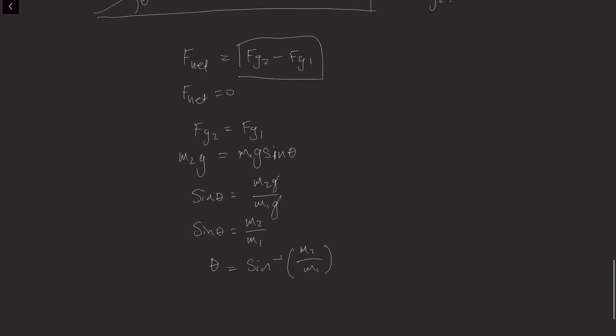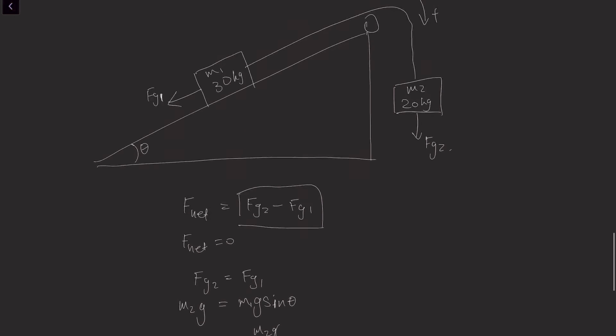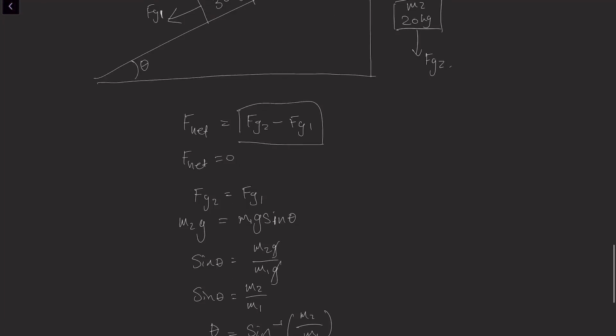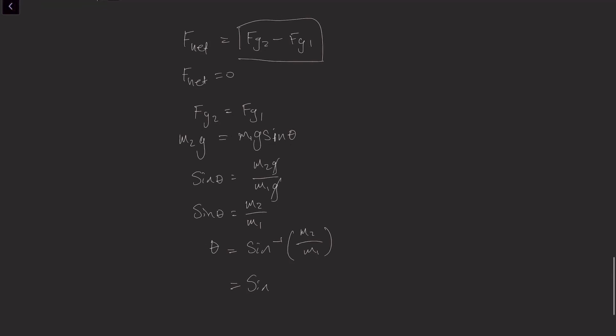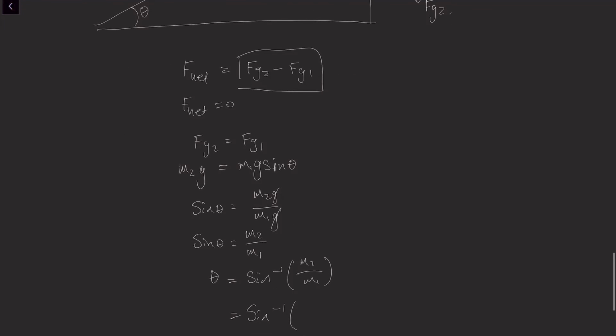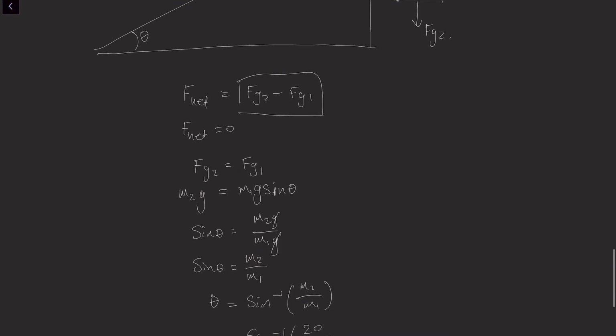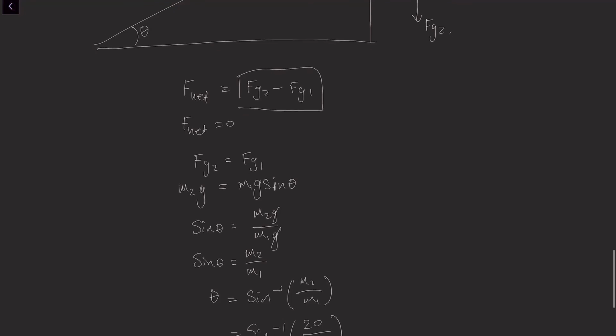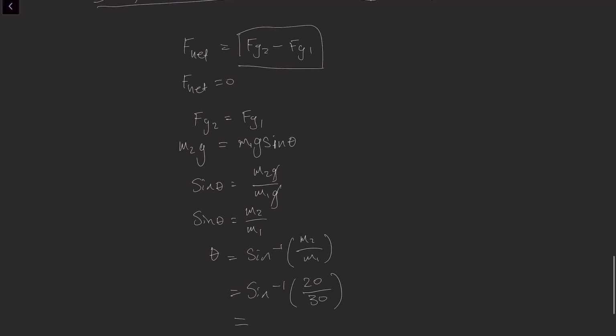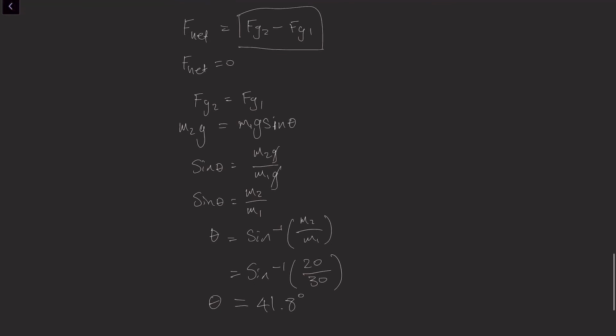Now we know what m2 and m1 is. m2 we said here is 20 kilograms and m1 is 30. So we have sine to the negative 1 of 20 over 30. And if you put this into your calculator, you will get 41.8 degrees. So with theta, the angle of that slope, at 41.8 degrees, neither block is moving. Your net force is 0.